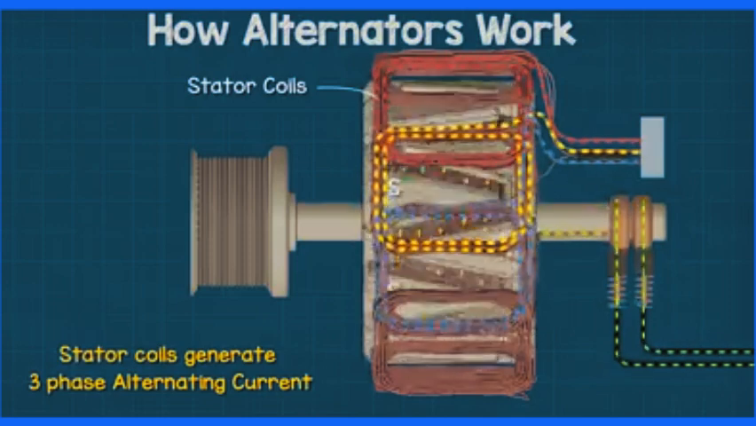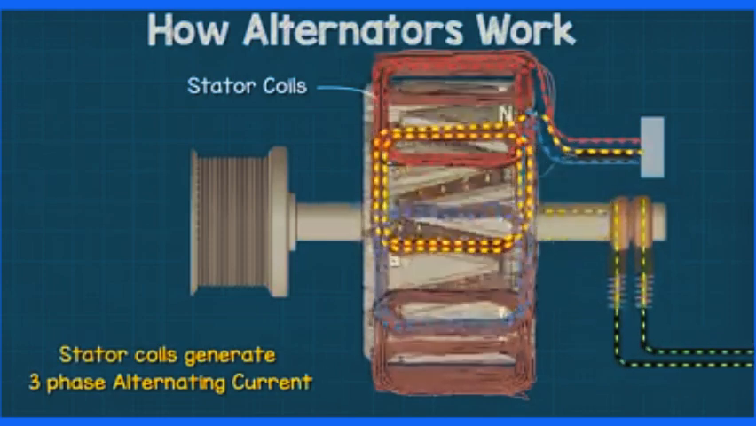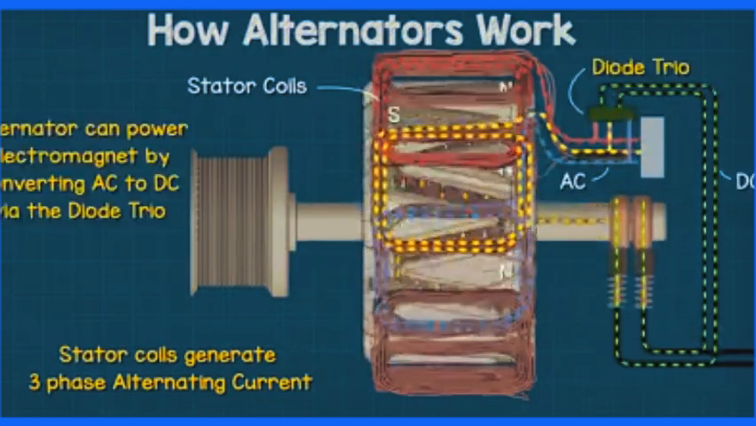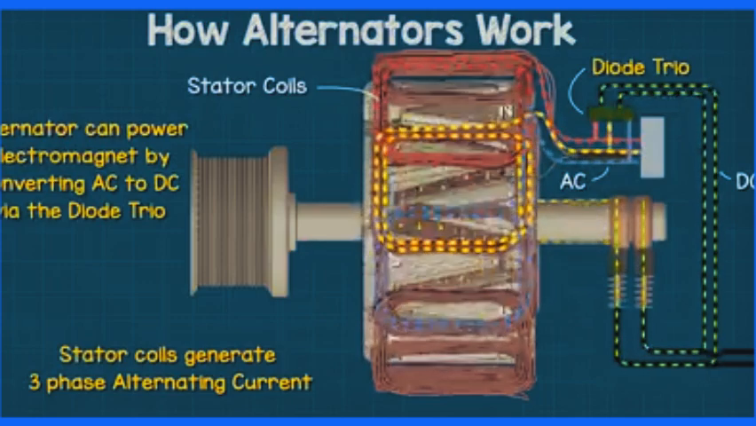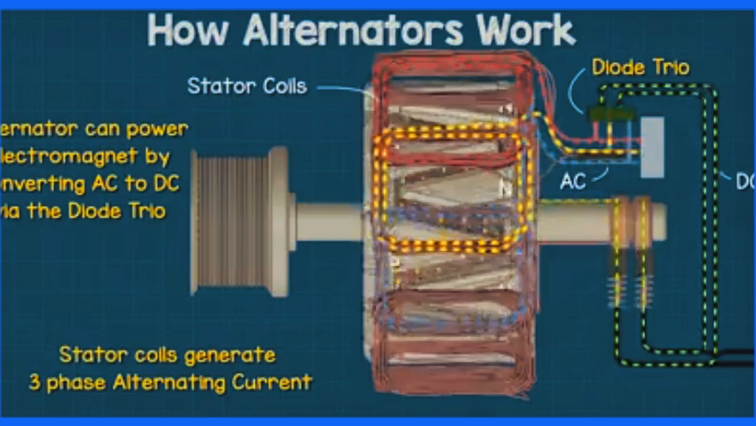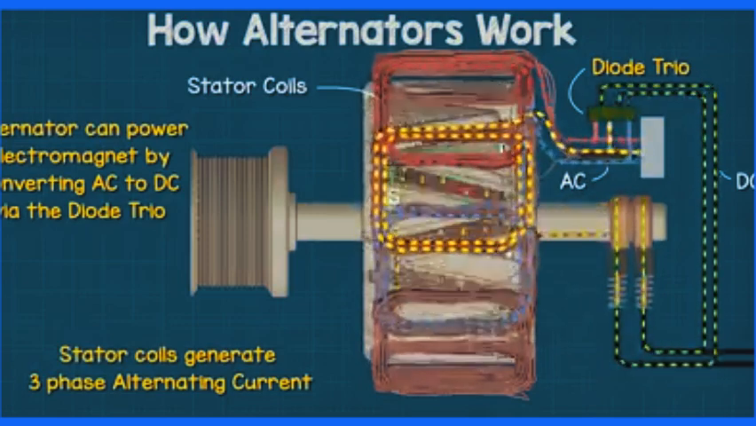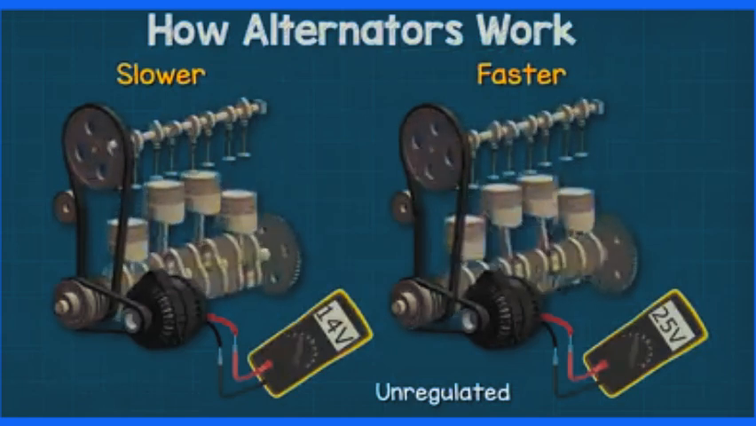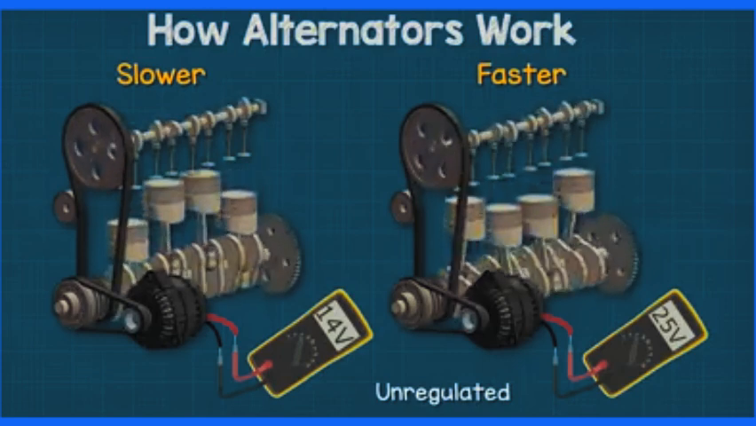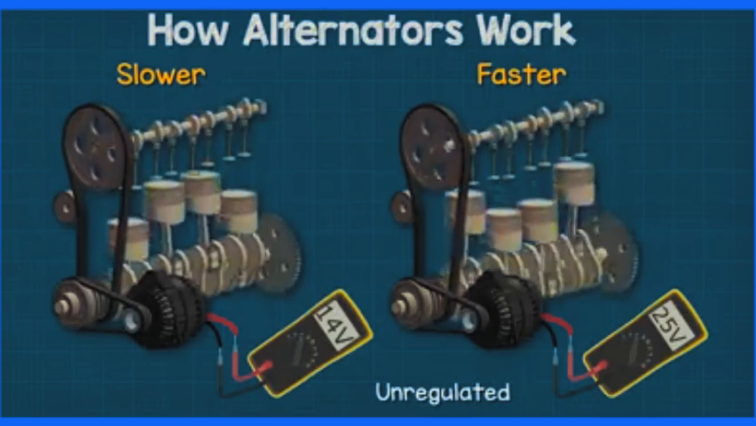Once the alternator is generating electricity, the alternator is able to power the electromagnet by itself via a diode trio, which converts the 3-phase AC into DC. The voltage and current produced by the alternator will vary with the speed of the vehicle. The faster the vehicle travels, the faster the crankshaft rotates, and so the faster the alternator also rotates. This increases the voltage and current.